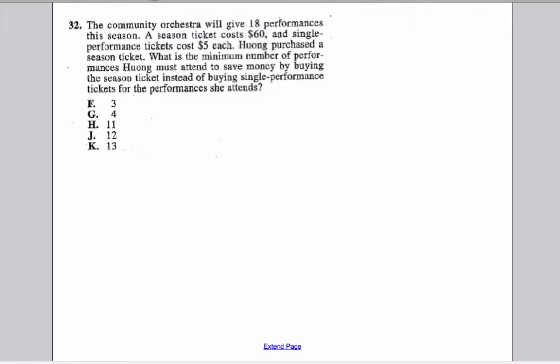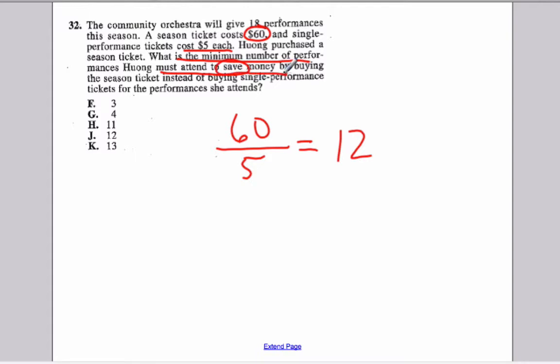Well, right off the bat, we know a season ticket costs $60 and it's $5 per ticket otherwise. So if she has $60 and each one would cost $5, the season pass would pay for itself after 12 times of going to the performance. However, their question was, instead of buying single performance, what is the minimum number of performances she must attend to save money? Well, she breaks even at 12, so she'll save money on the 13th one. So 13 would be K, which is my answer.